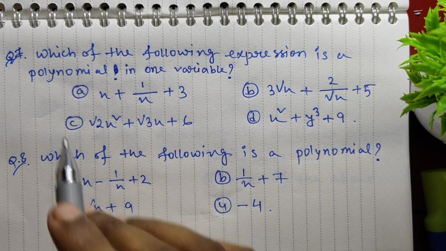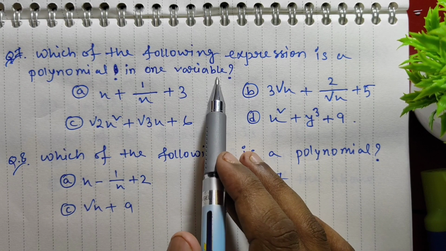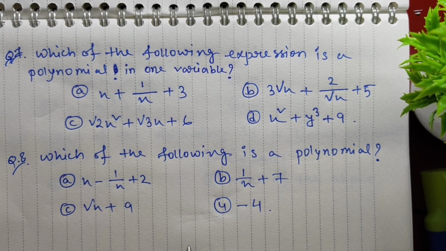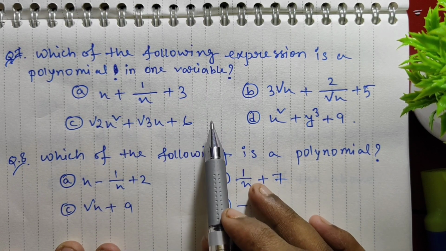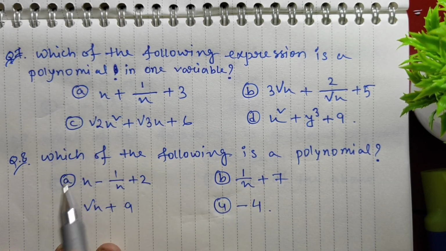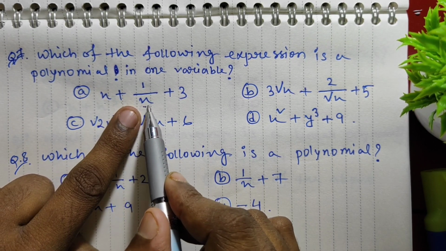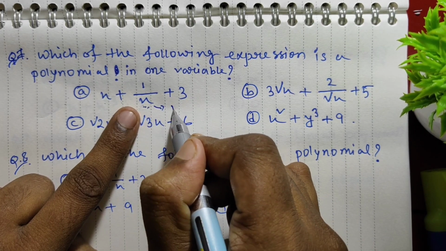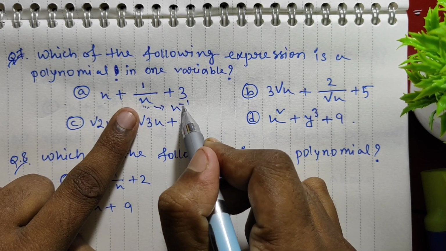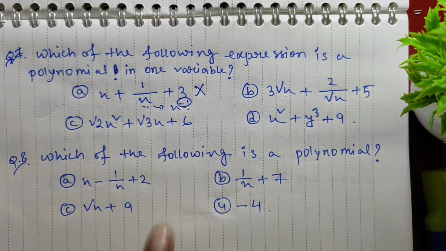Now number 7, which of the following expressions is a polynomial in one variable? So we are asked to find out which one of these 4 is a polynomial. Now let's have a look at option A. See, the option is x plus 1 by x. Now x is in the denominator. If x is down, it means x power is what? X power is minus 1. And due to this minus 1, the power is not a whole number. So this is not a polynomial.